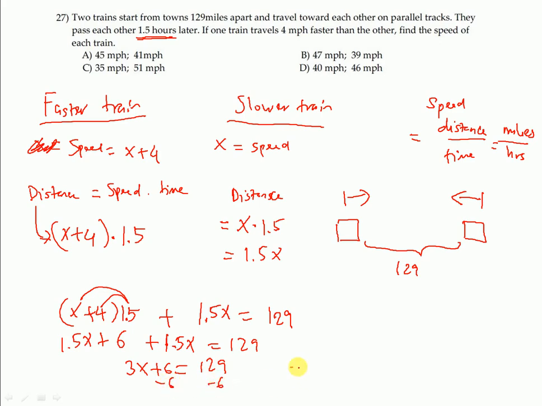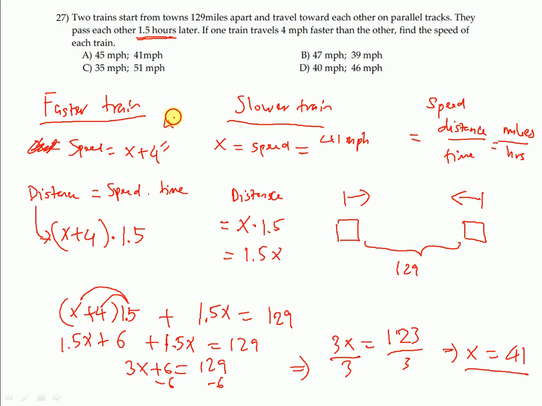Now subtract 6 from both sides, which gives 3x equals 123, since 129 minus 6 is 123. To solve for x, divide by 3 on both sides. So x is 123 divided by 3, which gives me 41. So 41 is the speed of the slower train, or 41 miles per hour, and therefore the speed of the faster train is 41 plus 4, which is 45 miles per hour. So one is 45 and one is 41, which should be option A.